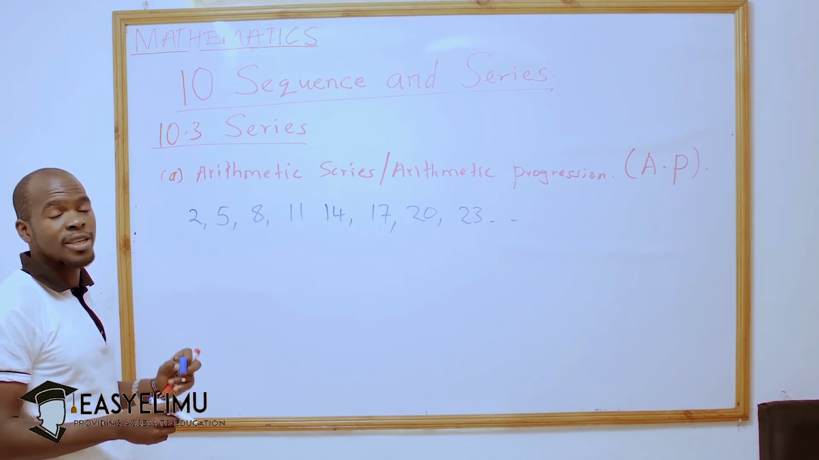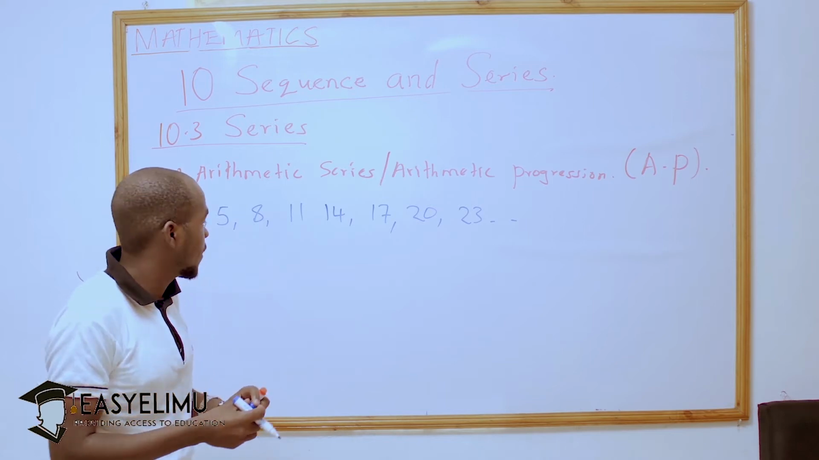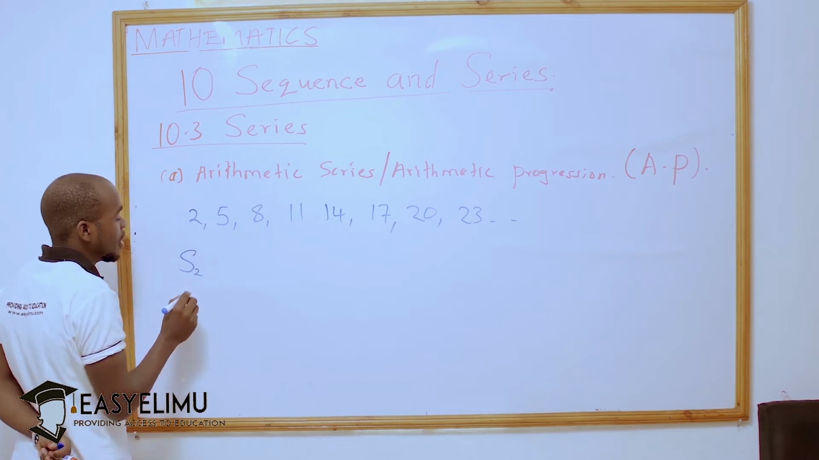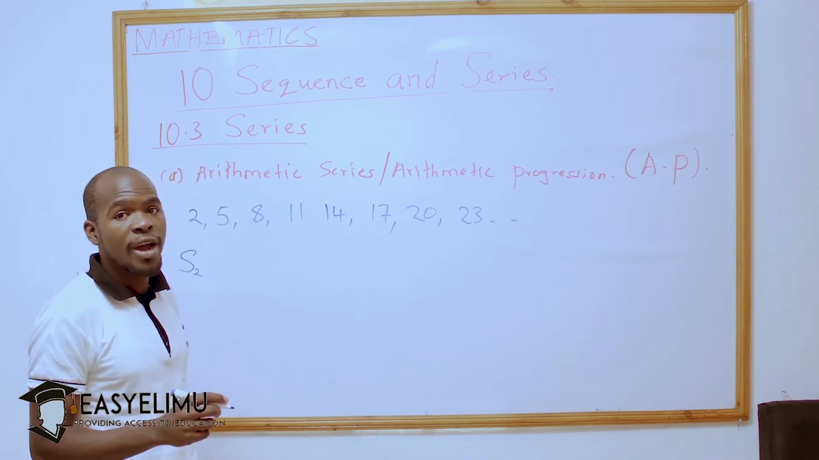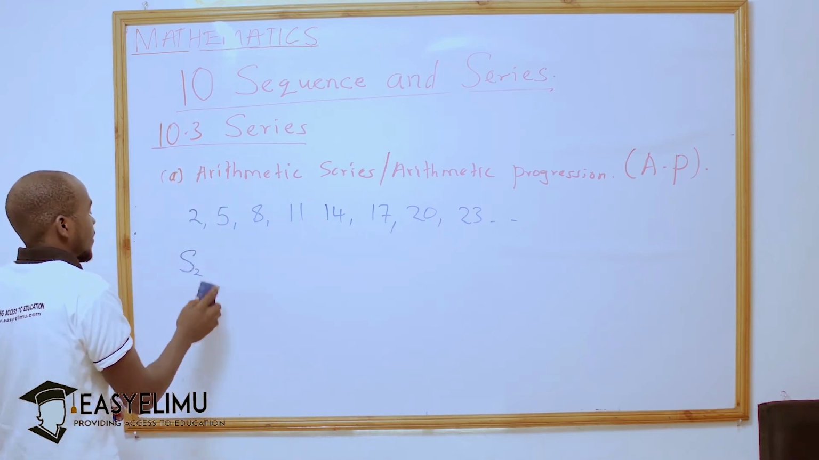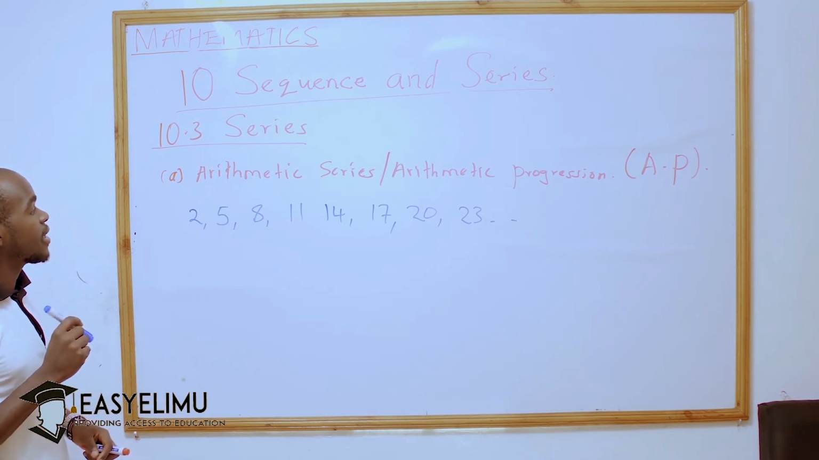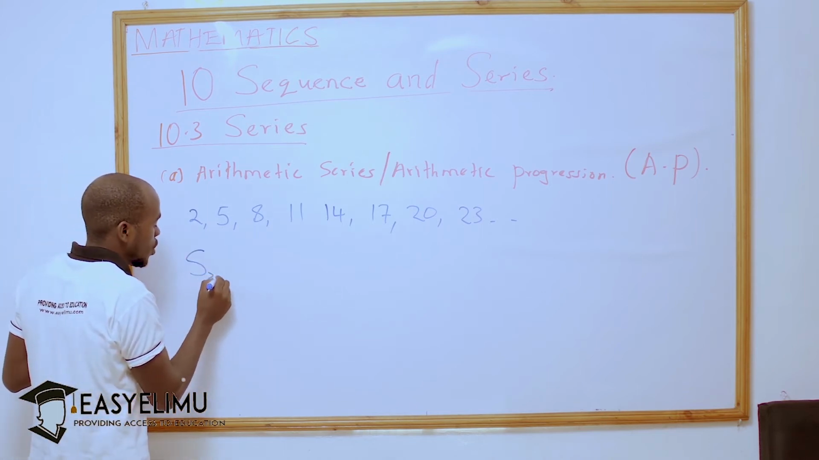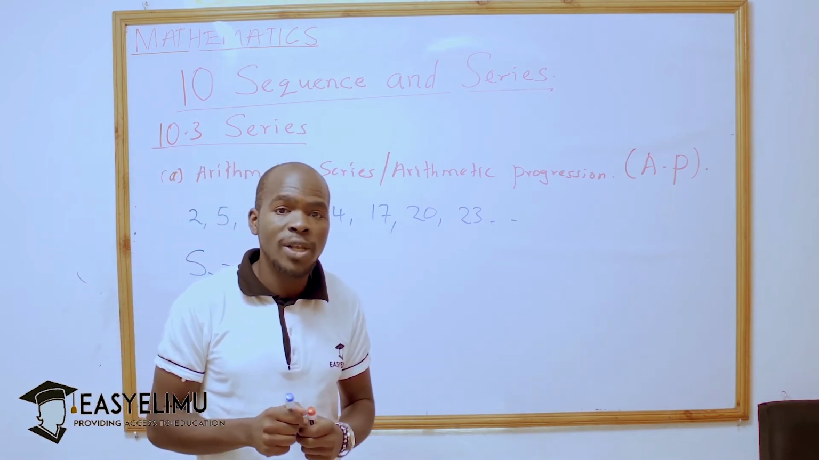If you want to find the arithmetic series, it means we are going to find the sum of the arithmetic sequence. You may be told to find the sum of an arithmetic series, and the sum is abbreviated as S. So if you have been told to find, for example, S2, that means you are going to sum 2 of the arithmetic sequence terms.